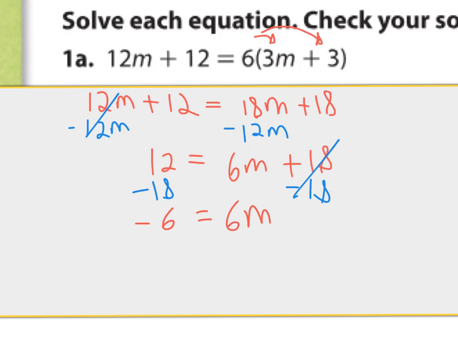Right, now I should use the division property of equality and divide both sides by 6, and when I do so, 6 divided by 6 is 1, and 1 times m is simply m, and negative 6 divided by 6 is negative 1. Therefore, m equals negative 1. That's our answer. Let's try 1b.